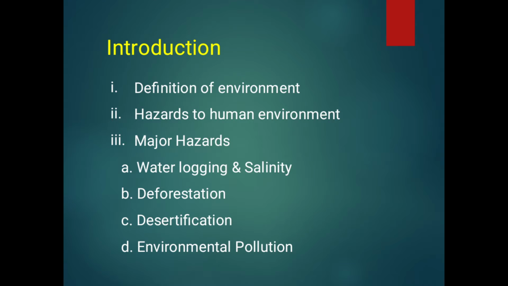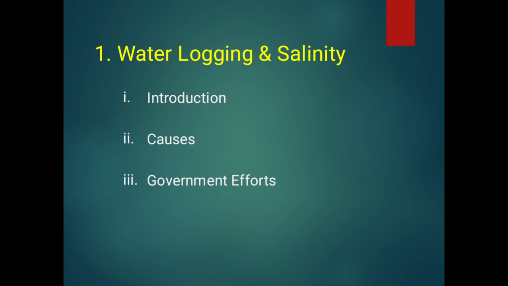The major threats which we are facing in the existing world are in the form of waterlogging and salinity, deforestation, desertification, and environmental pollution. First of all, we need to understand waterlogging and salinity. The excessive underground water is called waterlogging, and the most complicated form of waterlogging is called salinity. At present, about 20 million acres of land in Pakistan is suffering from waterlogging and salinity.